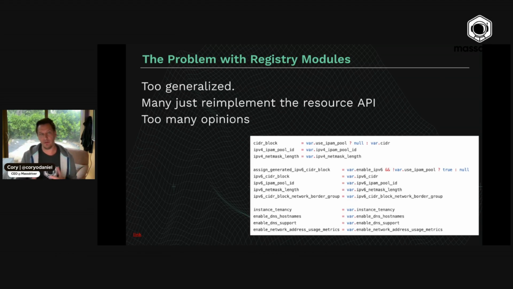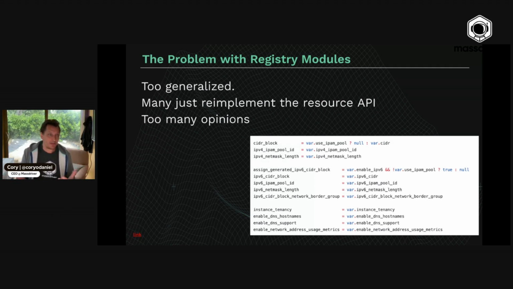One of the things I see with these registry models, again, is they are too generalized. A lot of them are just re-implementations of the underlying resource APIs. This is just a screenshot from, I think, the AWS VPC module. And you can see that literally everything is just mapping variables back to the resource attributes. And why does this happen, right?